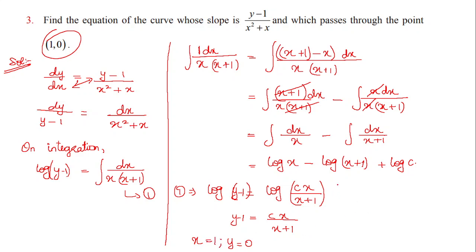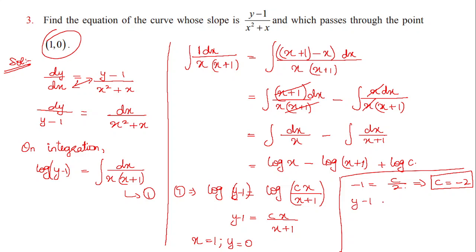This is the meaning, isn't it? So now we are going to substitute there. What happens when we substitute? We'll get minus 1 is equal to c by 2. So this implies c is equal to minus 2. So can we substitute that here?